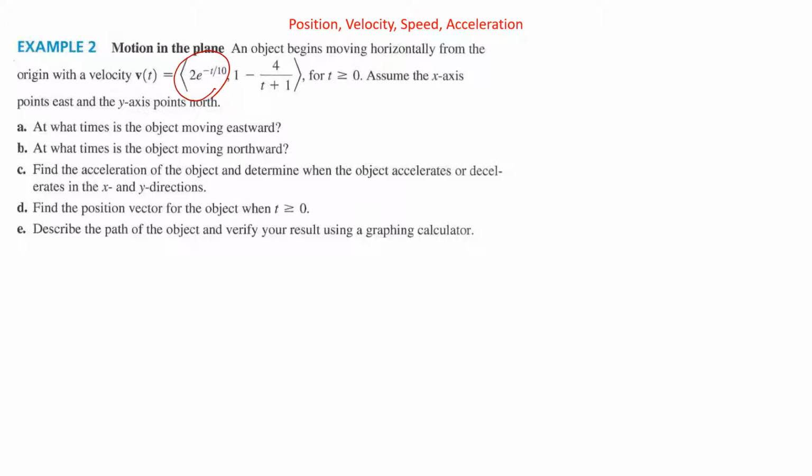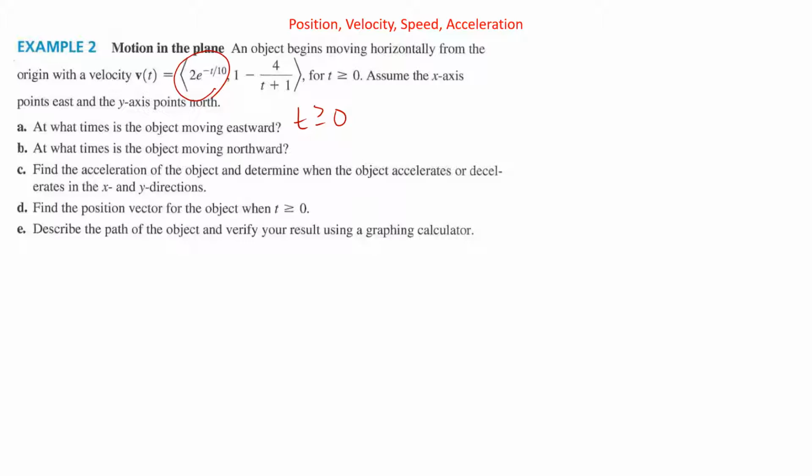Well, e to the negative t over 10, e to a power is always going to be positive. It's always going to be greater than 0. When we multiply that by 2, it will still always be greater than 0. So at what times is it moving eastward? It's always. So for t greater than or equal to 0. Technically, if t was less than 0, it would still be moving eastward, but we're not concerned about that because that's not in our domain.